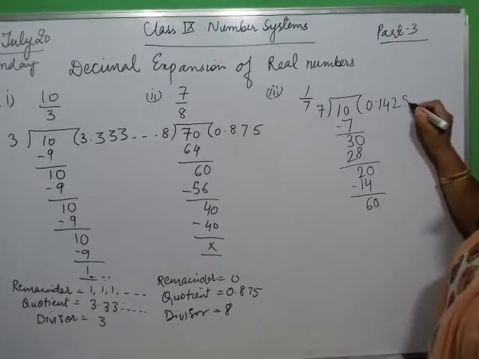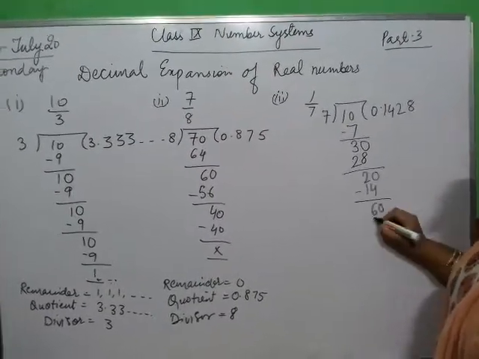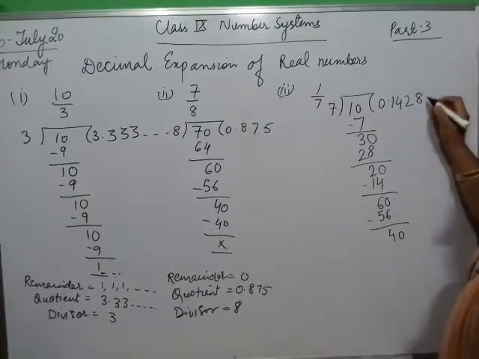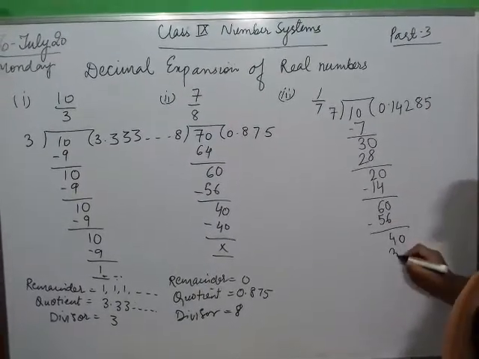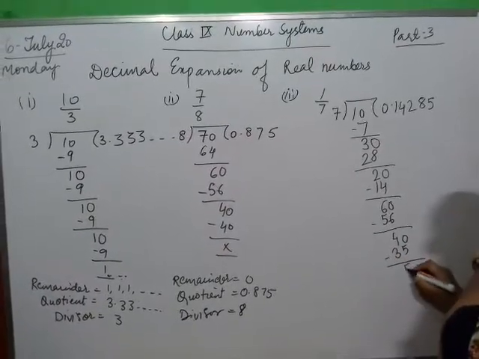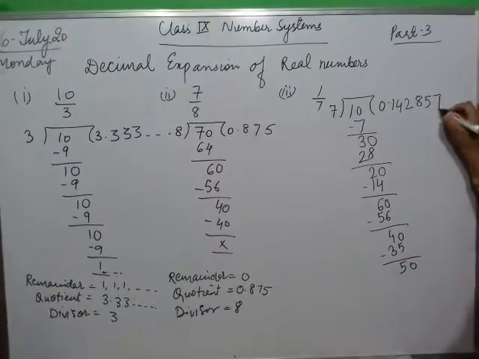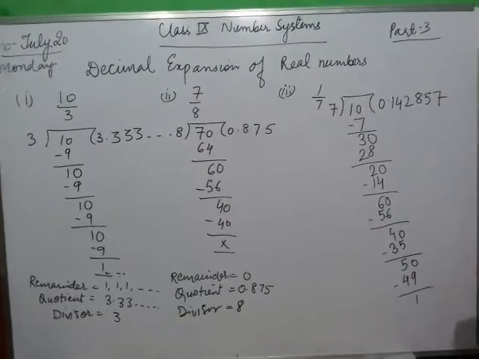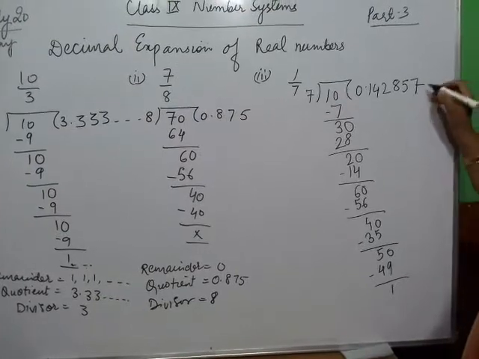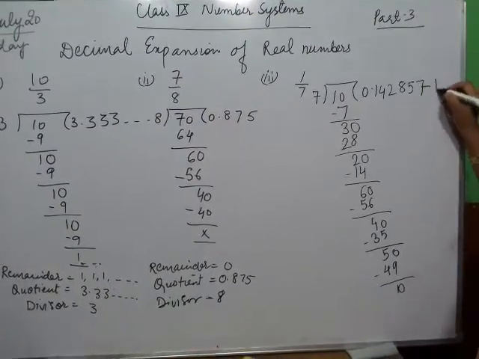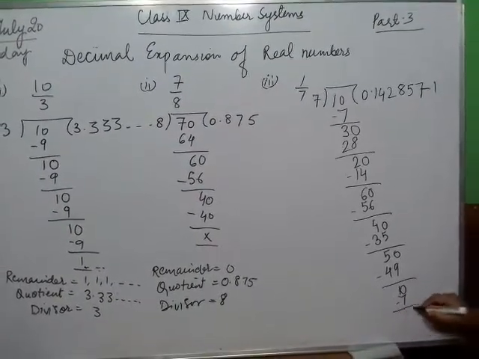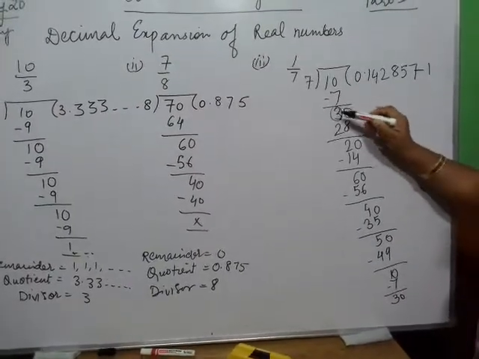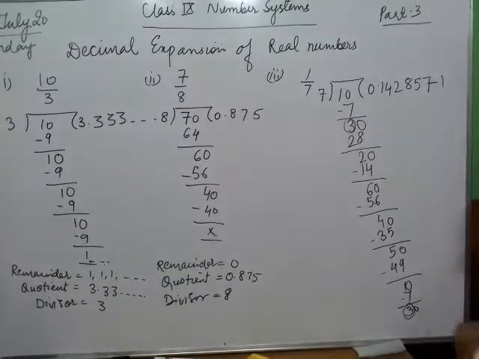Then 7 8s are 56. 4, 0. Then 7 5s are 35. 5, 0. 7 7s are 49. Then 1. Again 7, 0. Then 7 ones are 7, 3, 0. Now you can see the remainder has started repeating itself.